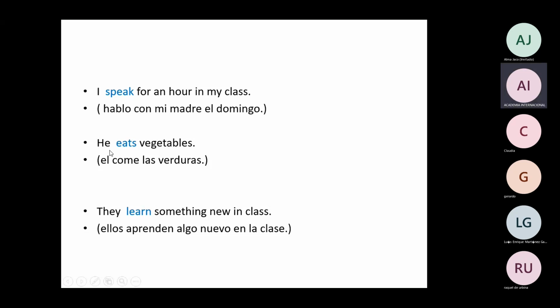The second example, he eats vegetables. He eats vegetables. Igual, algo que pasa habitualmente. Él come verduras o vegetales. No dice he is eating vegetables. Si digo he is eating vegetables es porque sí está pasando ahorita. Él está comiendo. Pero si solo digo he eats vegetables, that means this is something that happens habitually in the present. Algo que pasa habitualmente.